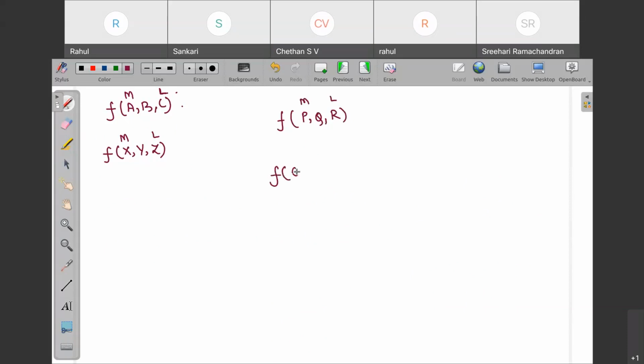Even if it is written like this, and if nothing is mentioned, then which one will you take as MSB, which one as LSB? Surjit? C will be MSB, A will be LSB. If nothing is mentioned, whatever is written in the argument, the first variable will be MSB, the last variable will be LSB. Okay, so keep this in mind.